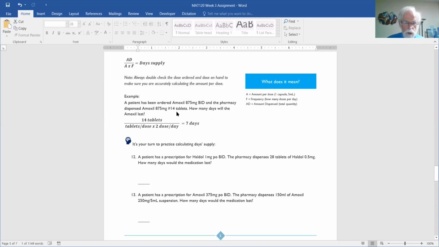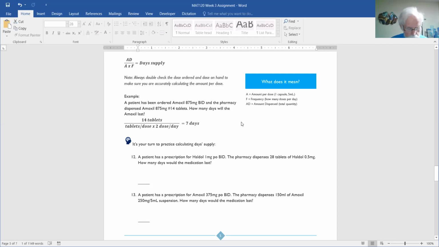As a prescription, this would read amoxil or amoxicillin, 875 milligrams, PO/BID, followed by this number sign and 14. Okay. Now that tells us 14 tablets go out. That's the amount dispensed. The amount per dose is 875 milligrams, and we have given 875 milligram tablets. So there's 1 tablet per dose.